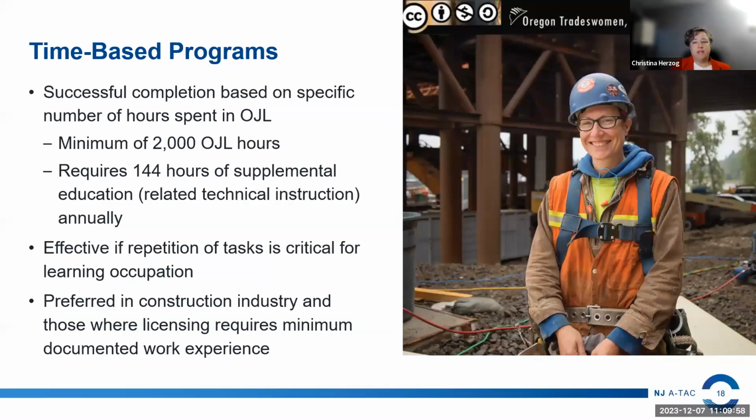A time-based program is based on a specific number of hours spent doing the on-the-job learning activities. Progress is measured by the number of hours an apprentice has worked doing these activities. So time-based programs require at least 2,000 hours of on-the-job learning. Time-based programs are effective if the repetition of primary tasks is essentially what is sufficient for learning an occupation. A time-based structure is often preferred in the construction industry, for example, because licensing requirements for that sector often require a minimum number of hours of documented work experience.